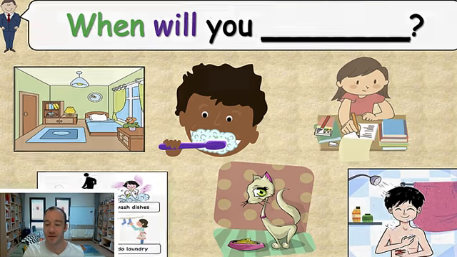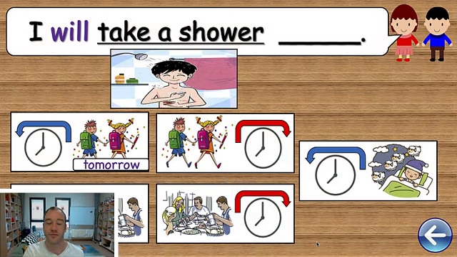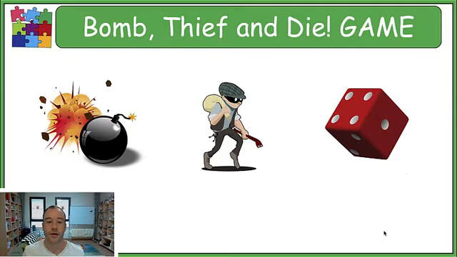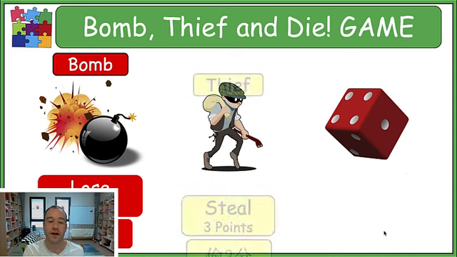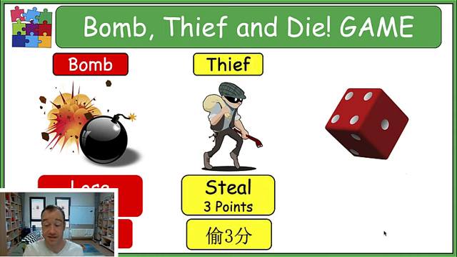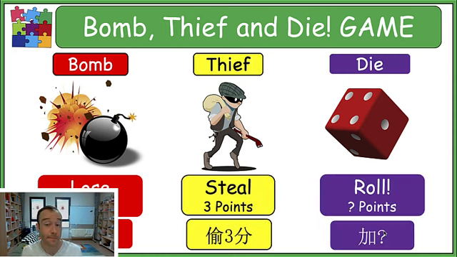All right, so let's go here to the next part of the lesson. The next game is the bomb, thief, and die game. In this game, they're going to click mystery boxes, and they might find a bomb, a thief, or the die. If they find the bomb, their team loses 2 points. If they find the thief, they can choose one of the other teams and steal 3 points. If they find the die, they roll the die.